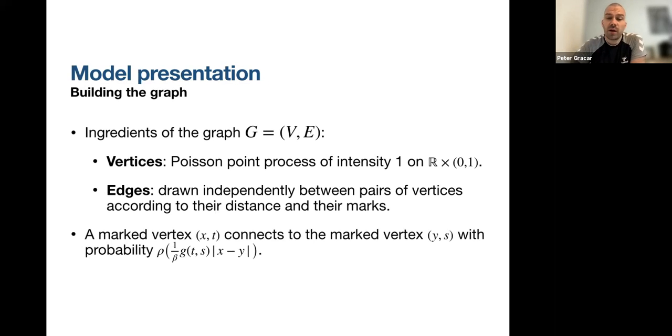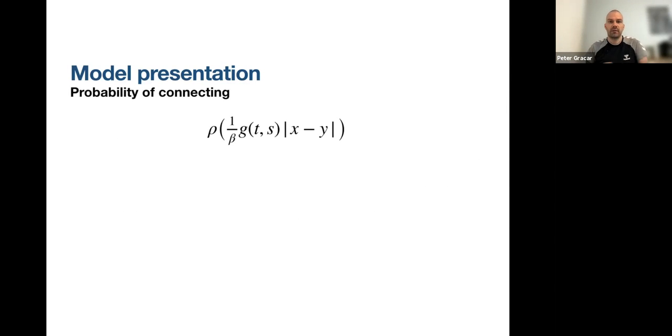More precisely, a marked vertex x,t connects to a marked vertex y,s with a probability of the following type. Let's perhaps have a closer look at this probability. We have a couple of functions here, starting with the profile function rho on the outside. This is the function that we want to be integrable and non-increasing, and it controls how our graph is spatially embedded onto the real axis. So if the distance between x and y increases, because this function is non-increasing, then the connection probability can only decrease, which is exactly what we would expect.